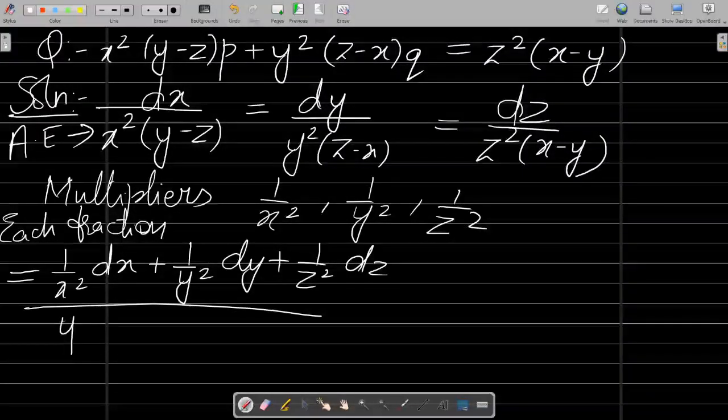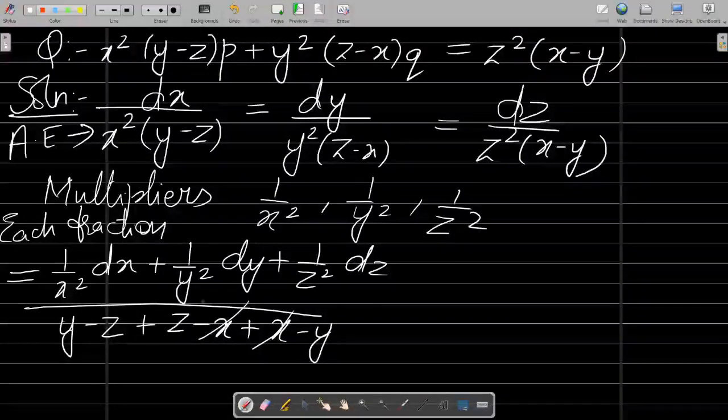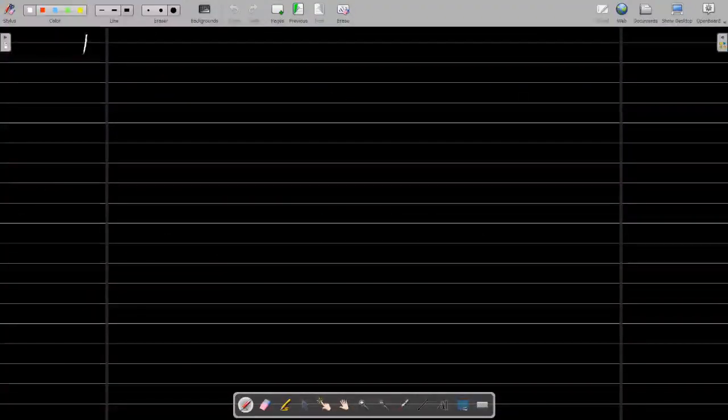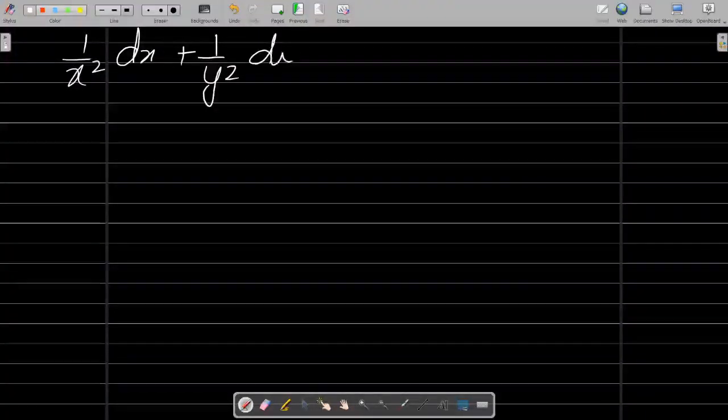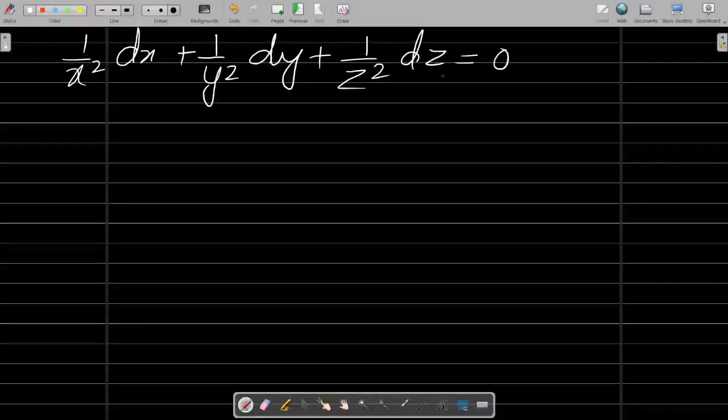So the x square gets cancelled, you will be left with y minus z, plus 1 by y square into y square into (z minus x). So y square gets cancelled, you get z minus x, plus 1 by z square into z square into (x minus y), so it will be left with x minus y. All these terms cancel, you will be left with 0 in the denominator. Now from this what you get is 1 by x square dx plus 1 by y square dy plus 1 by z square dz equal to 0.